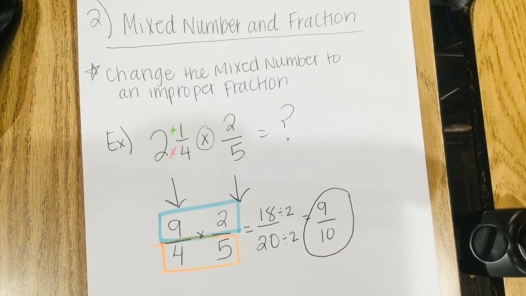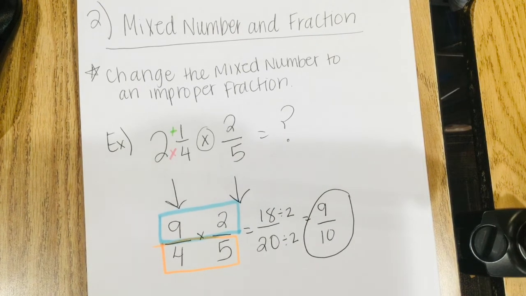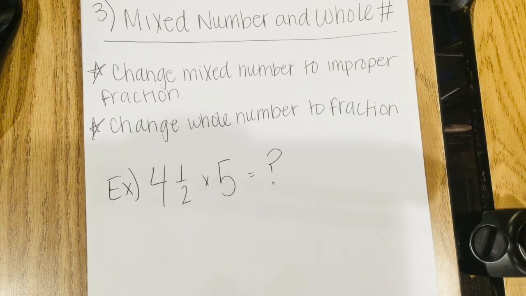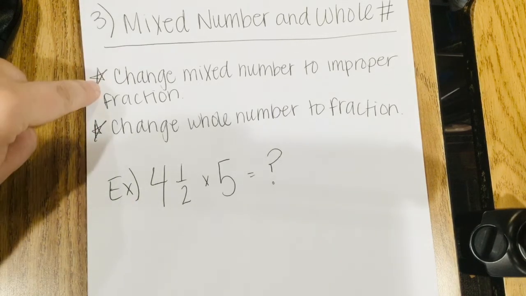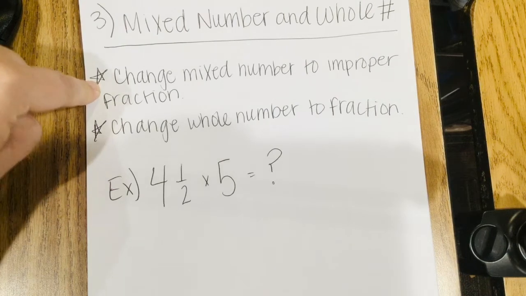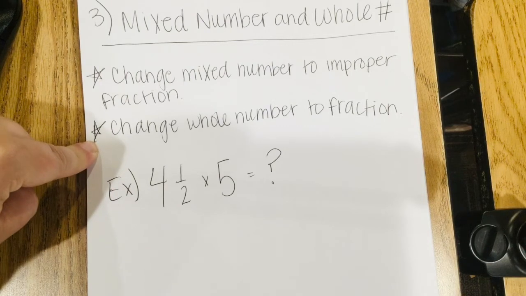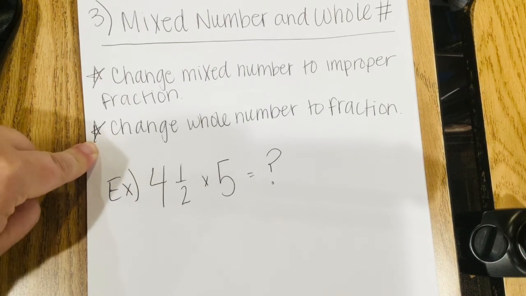Okay? All right, so let's look at the last problem that you may see on your homework. So we would have a mixed number times a whole number. Ooh, okay. Sorry guys, I have something stuck in my throat. So first and foremost, we need to change the mixed number to an improper fraction. And then we have to change that whole number to a fraction. We learned that last week, and we're going to continue to bring that skill over to this week.